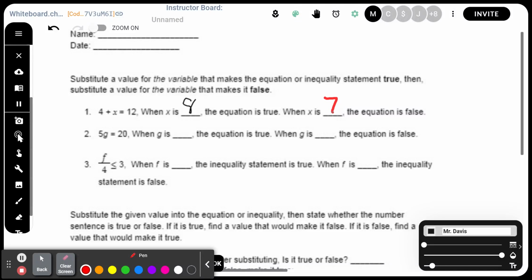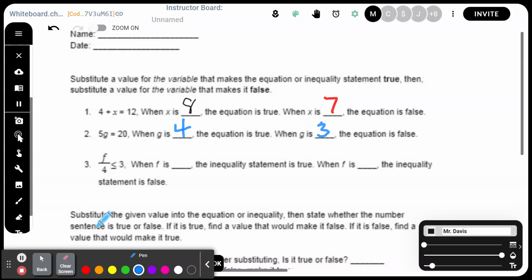All right, next, 5g equals 20. This means 5 times a number called g will equal 20. 5 times 4 is 20. Therefore, I want to put a 4 here. And again, there's only one solution for this. So any other number would make it false. So I will just pick the number 3. 5 times 3 is 15, which is not 20. So any other number besides 4 would make the equation false.